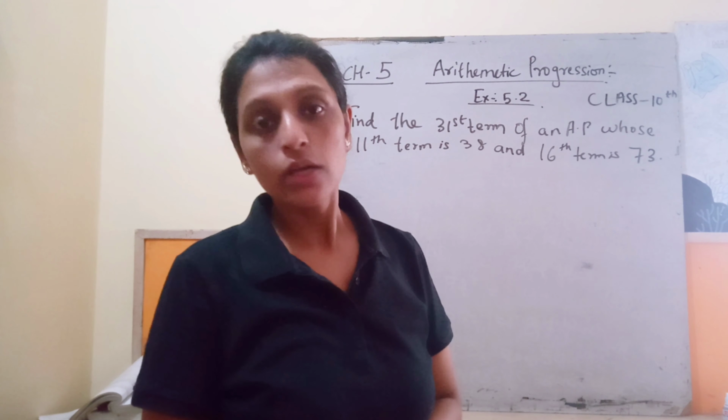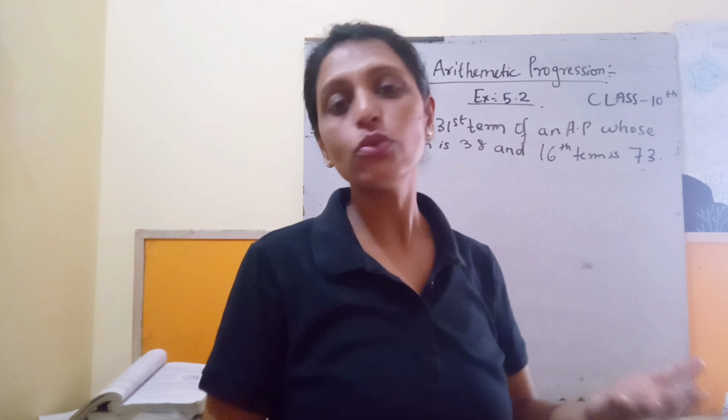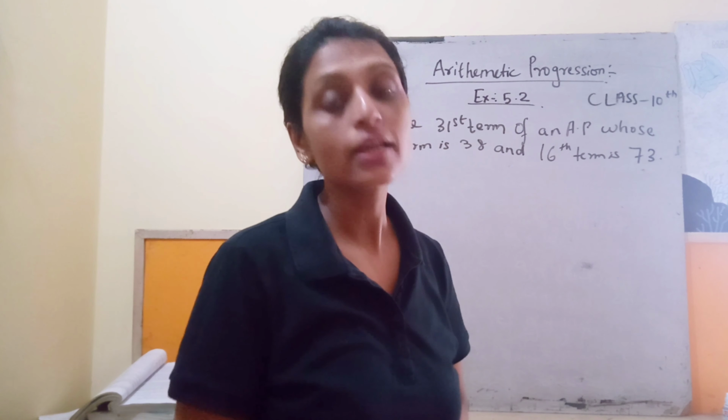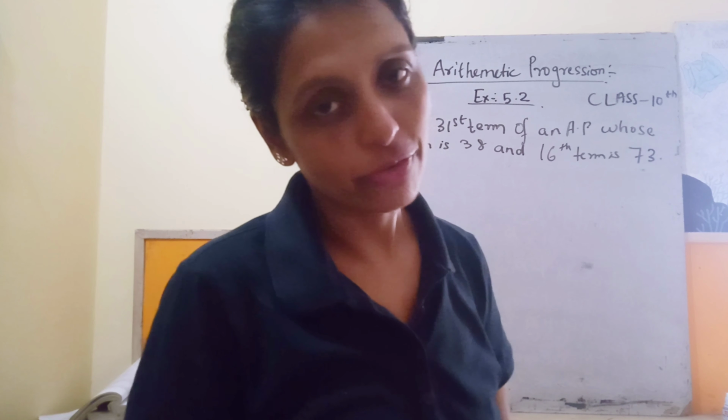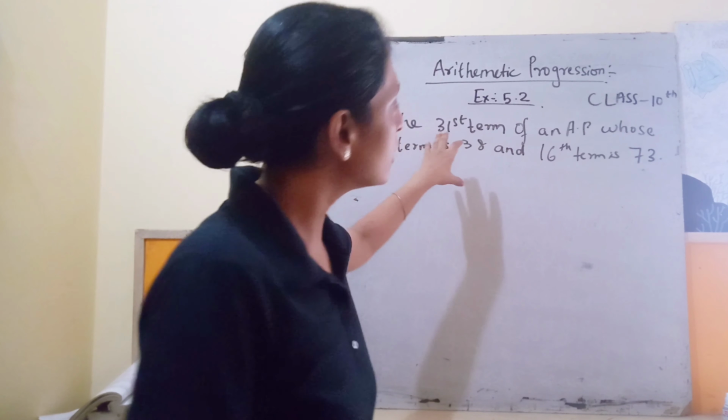So we have to find the 31st term. There are so many unknown quantities that we need to find. Like the first term we have to find first, then the common difference. And then we are required to find the 31st term of the AP.